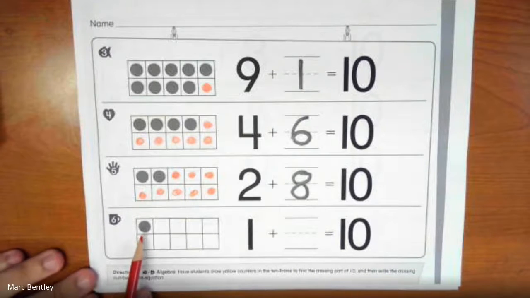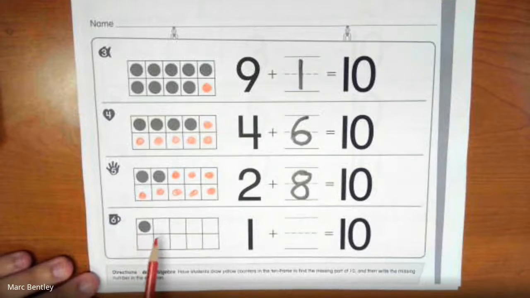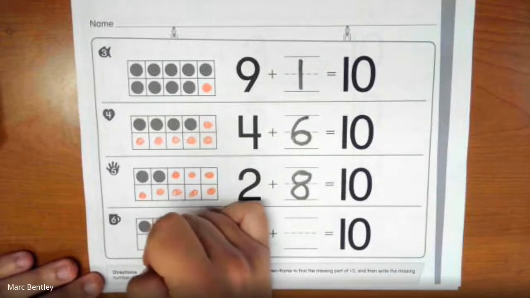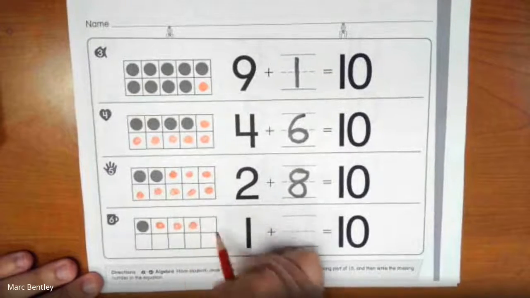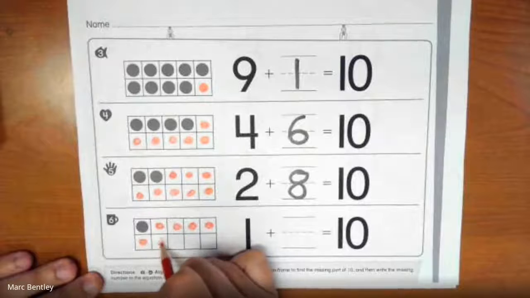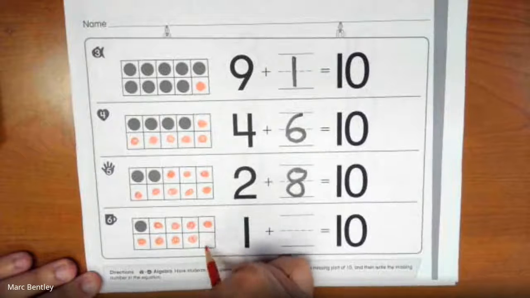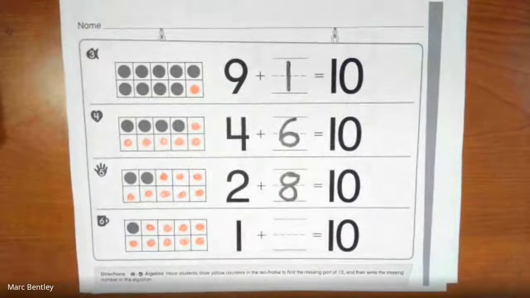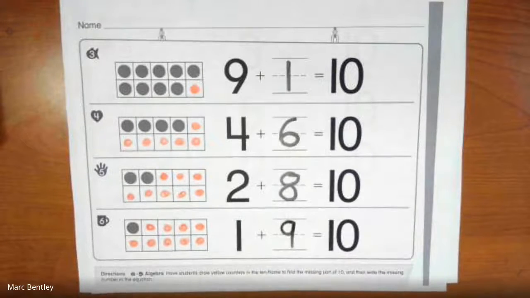Down to the bottom, I just have the 1 counter in my 10 frame right now. I need to figure out how many more will fill up the whole 10 frame and make 10. So I have 1. I'm going to add 1, 2, 3, 4, 5, 6, 7, 8, and 9. So 1 plus 9 equals 10.